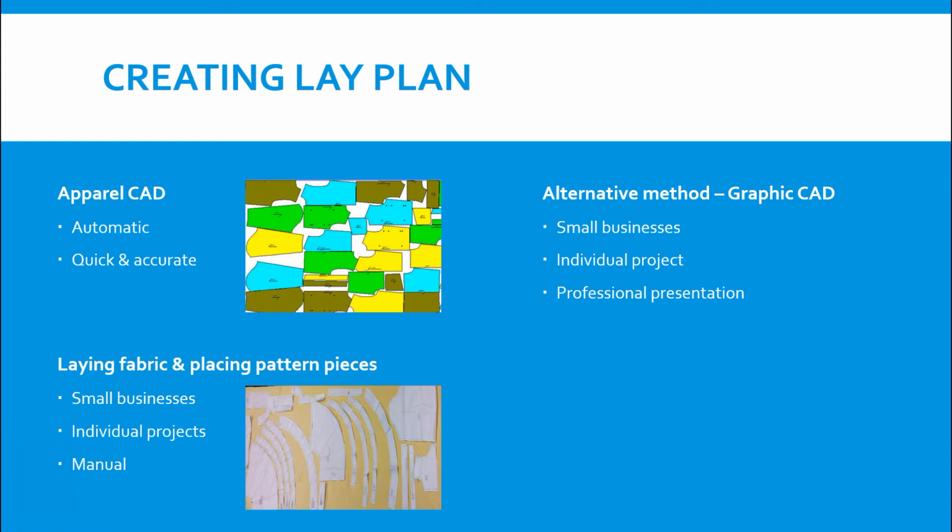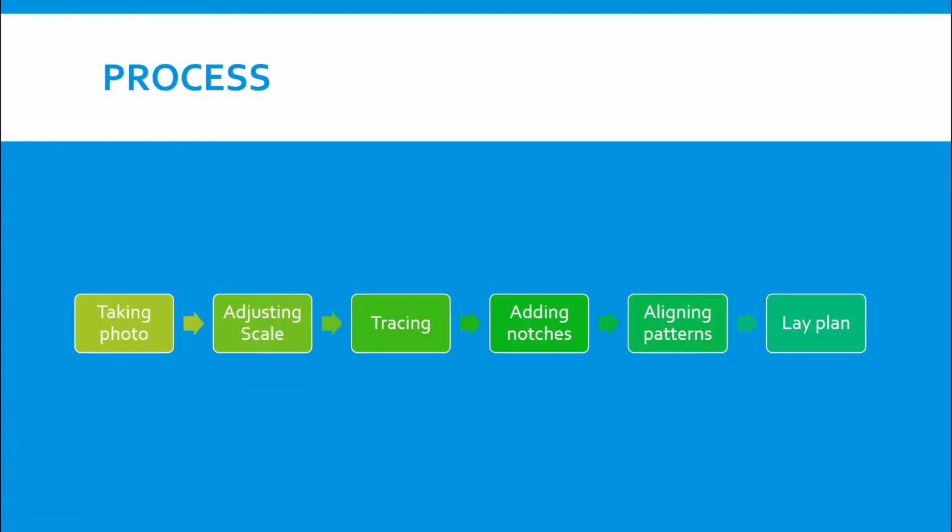You can use other graphic CAD such as Photoshop and others. However, I found using Illustrator is easier because it's vector-based software. And here is the process of this method. Firstly, you need to take a photo of your garment patterns. And then secondly, you need to adjust the scale of your photographs. And then thirdly, you are going to trace the shape of the garment pattern pieces. Then fourthly, we are going to add notches, and fifthly, we are going to align patterns based on the grain line. Then finally, we are going to move on to the lay plan.